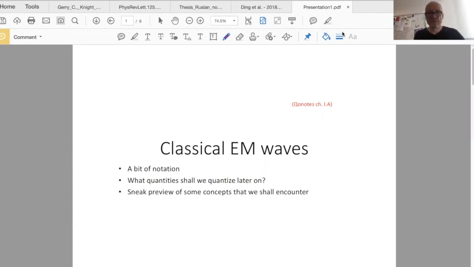So hi everyone. In this clip, I want to review a couple of properties of classical light waves. This is essentially the contents of my QO Notes chapter 1a. And this settles a bit of notation, and now we can have a look at what are actually the quantities that we're going to quantize.